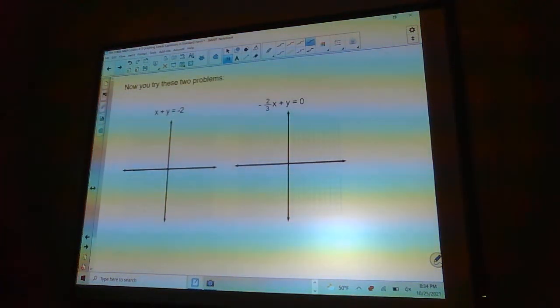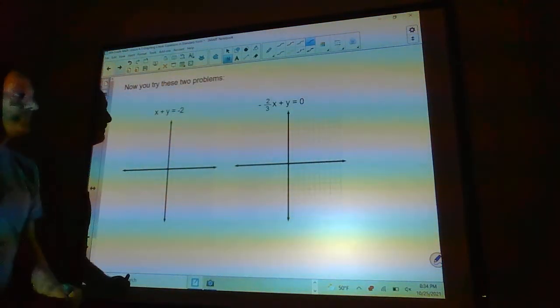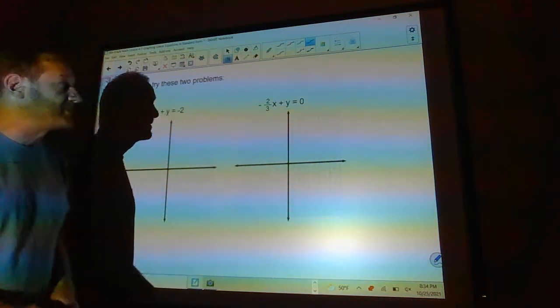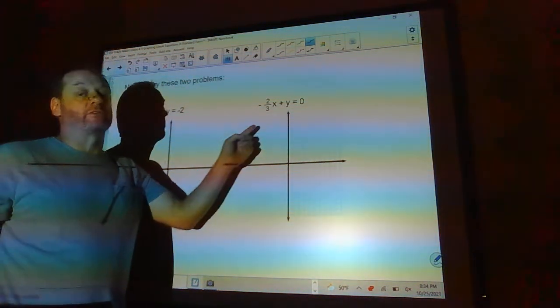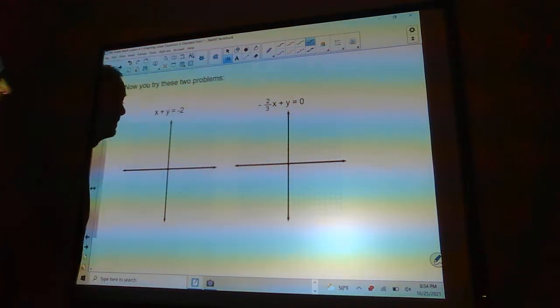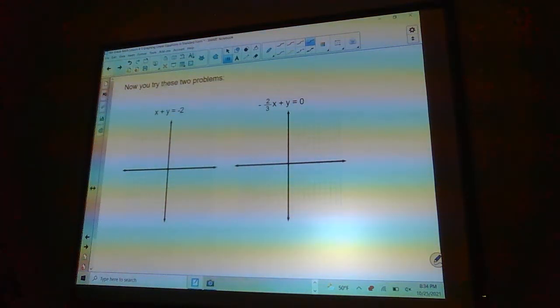You try these two. So you got x plus y is negative 2. You got negative 2/3 x plus y equals 0. This one's a little scary because it's got a fraction in it. All right, so you go ahead and pause the video, give these a stab, and then jump back on here and see how you did.